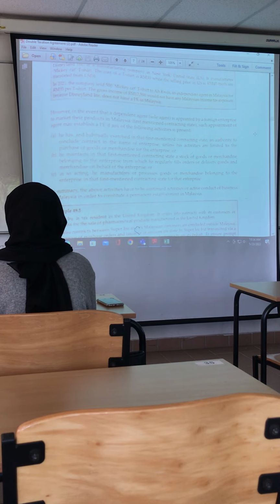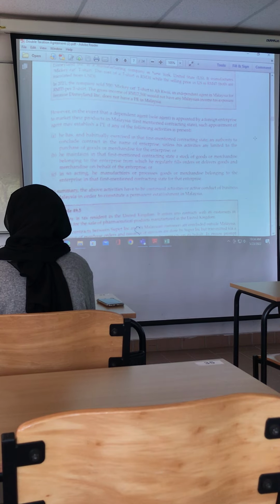He maintains in that first mentioned contracting state a stock of goods or merchandise belonging to the enterprise from which he regularly fills orders or delivers goods and merchandise on behalf of the enterprise. So not only that, for example, katalah the agent cannot conclude a contract, but at the same time the agent actually holds stock for Disneyland in Malaysia, right? So maybe the contract is agreed between Disneyland and the customer in Malaysia, but the customer stock everything is in Malaysia by this Ahquai, for example, right? So then Disneyland has a permanent establishment in Malaysia through Ahquai.